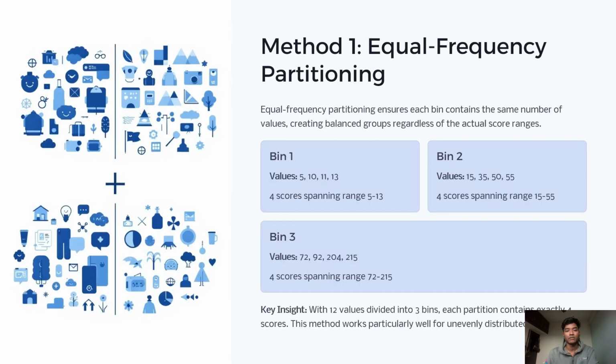In equal partition, Method 1, equal frequency partitioning. In equal frequency partitioning, each group contains the same number of values. Since we have 12 values and want 3 bins, each bin will contain 4 scores.